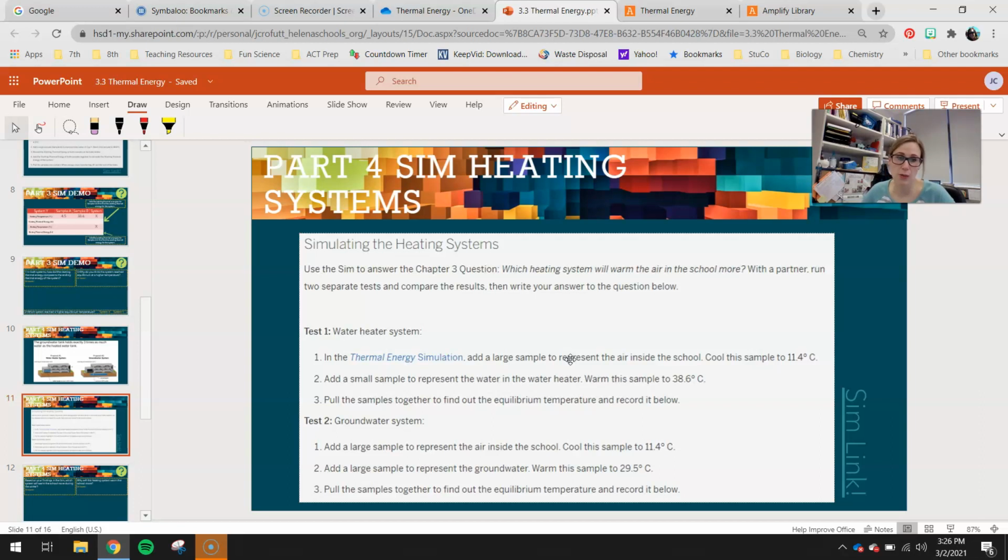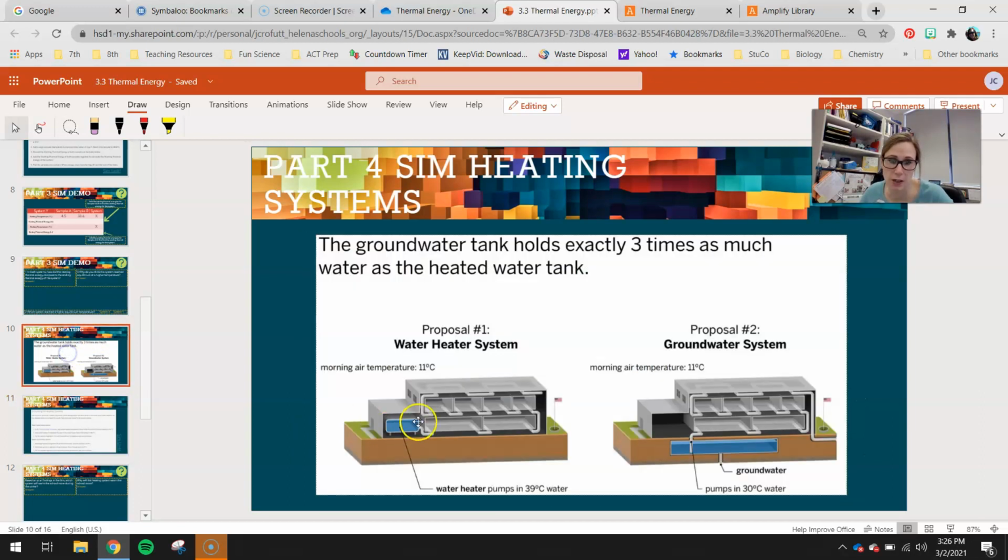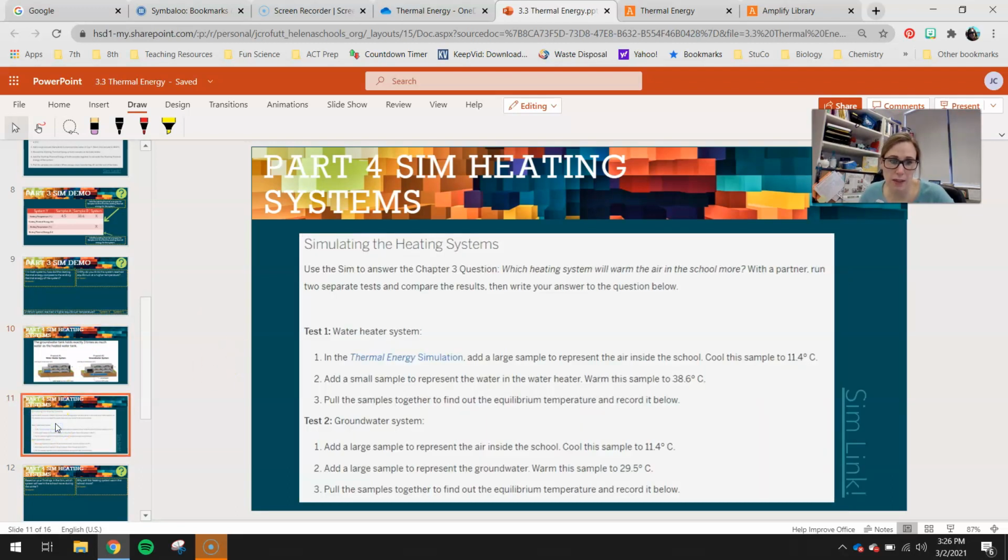So test 1, you guys are going to test out the first heater here, where we have a slightly warmer tank, but it's smaller. So in the thermal energy sim, add a large sample to represent the air inside the school. Cool this to 11.4 degrees Celsius.